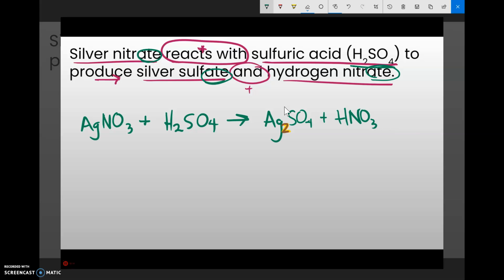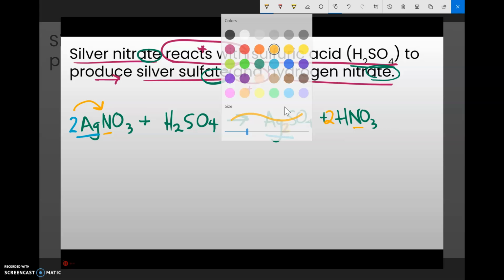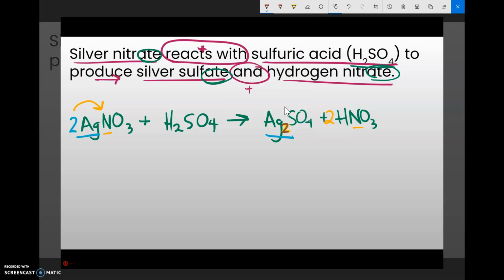So I'm just going to start from left to right, leaving hydrogen and oxygen until the very, very end. Right here we've got 1 silver, 2 silvers. So we're going to go ahead and put a 2 right there in the front. Now we've got 2 nitrogen, because that 2, that coefficient, is going to go to everything behind it. So we've got 2 nitrogen. Here we have 1, so we're going to have to put a 2 in the front of that hydrogen nitrate. Then we're going to look at sulfur. Notice how I skipped over the oxygen and the hydrogen because we do those last. So sulfur right here, we've got 1.